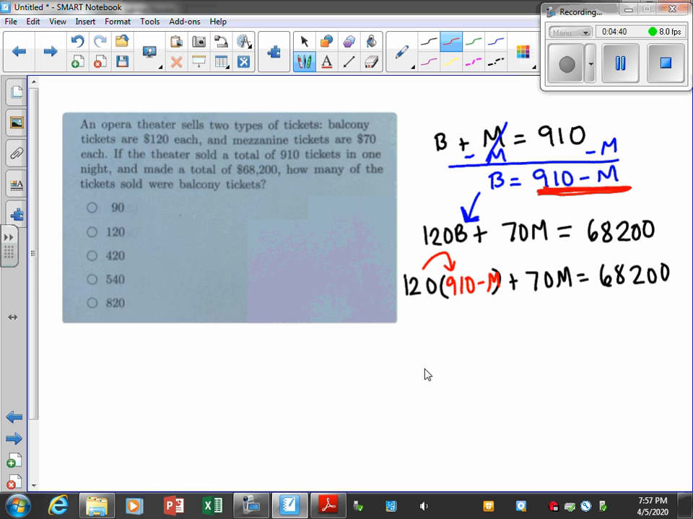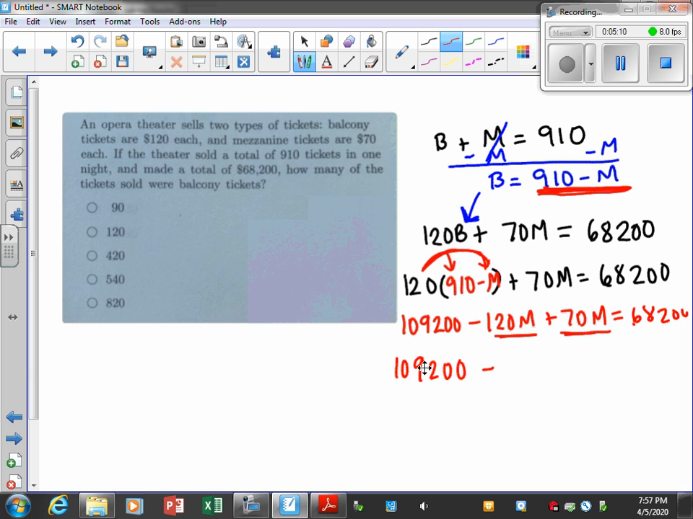You're going to distribute here, multiply, and distribute there. So 120 times 910 is going to be 109,200. And then 120 times minus M would be minus 120M. And then leave the rest of the equation alone. Just carry everything out. Add like terms right here, so that's going to be minus 50M.